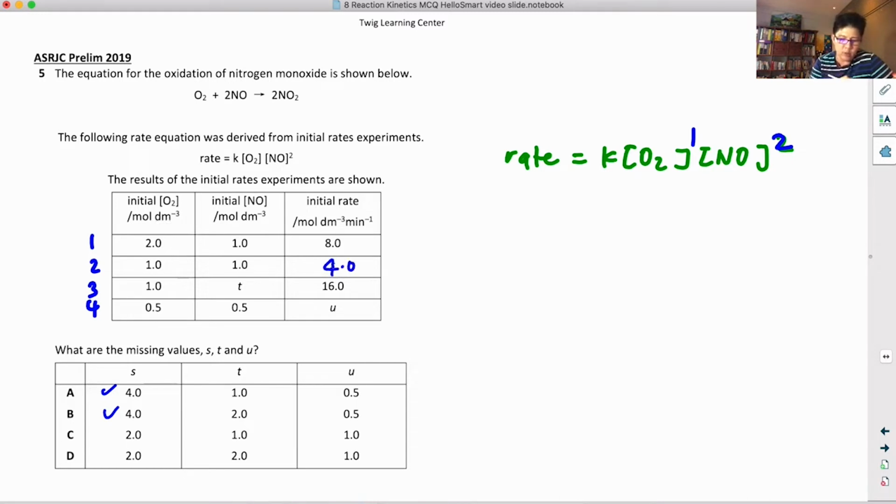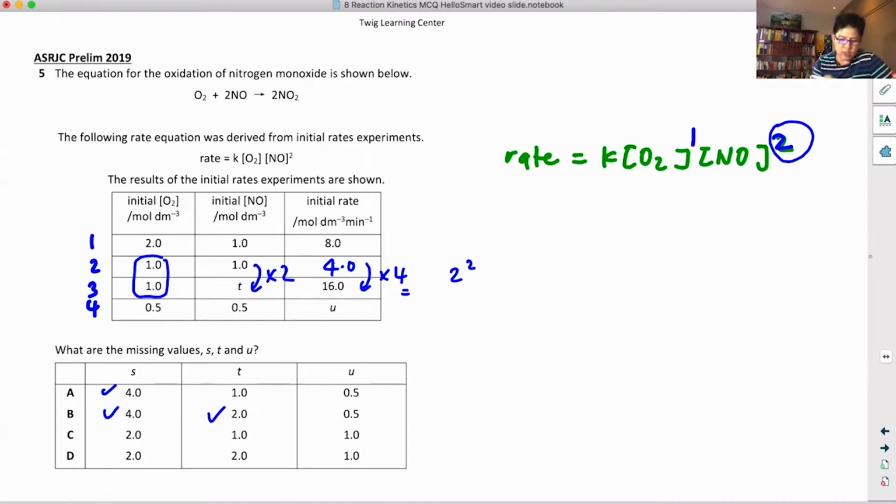All right, 4.0. Now I'm going to look at experiment 2 and 3, keeping this the same. From here to here, you notice it is multiplied by 4. NO is actually second order. So if the rate increased by 4 times, what it means is that the concentration increased by 2 times. That's why the rate squares it. The rate here is 4 because it's 2 squared. Can you see that? So it's second order, which means T must be equal to 2. So this is done.